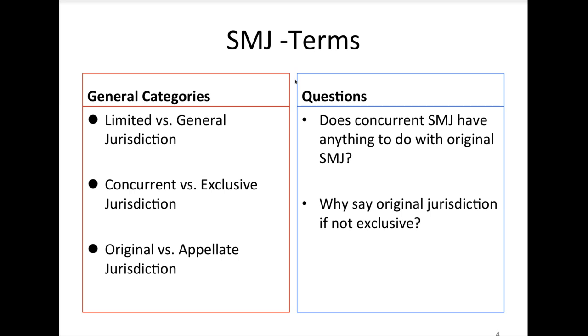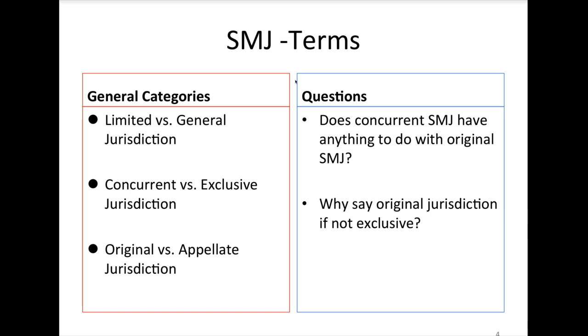Now, moving over to the right-hand side in terms of questions, one question I had was, what does concurrent SMJ have to do with original? Well, remember, original has to do with trial courts. So at the trial court level, as a plaintiff, you want to know if this is a situation where both state and federal courts have concurrent jurisdiction, such that you get a choice.